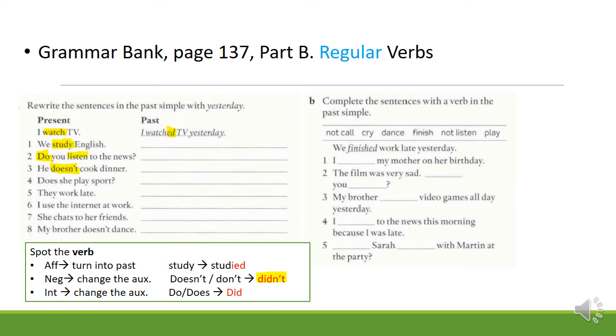Now please stop the video and try to turn these sentences into past. Then we will check together.